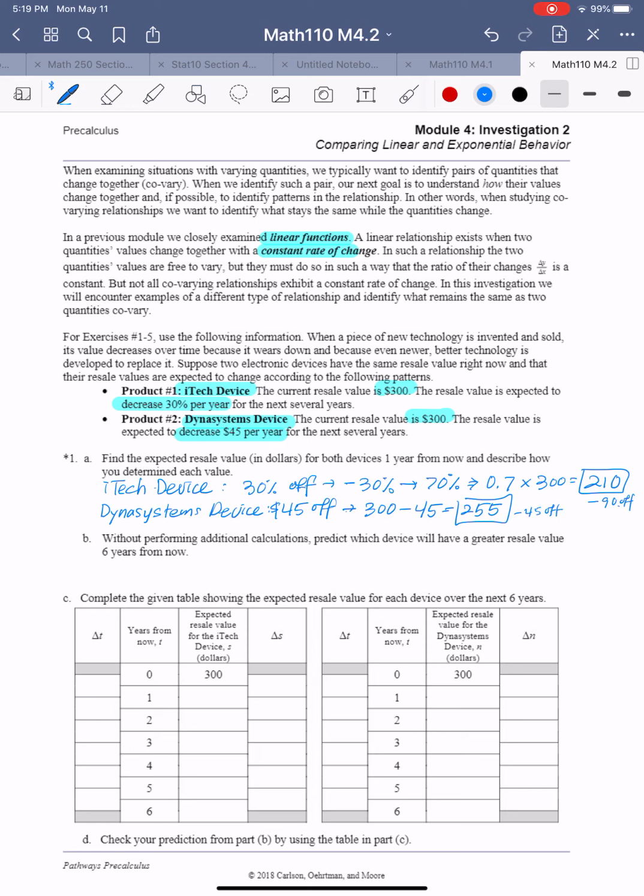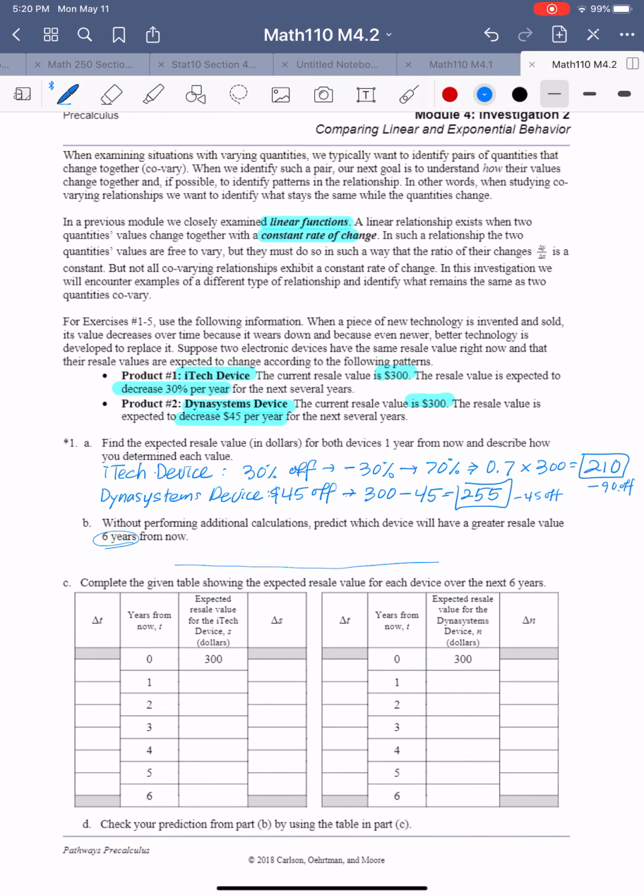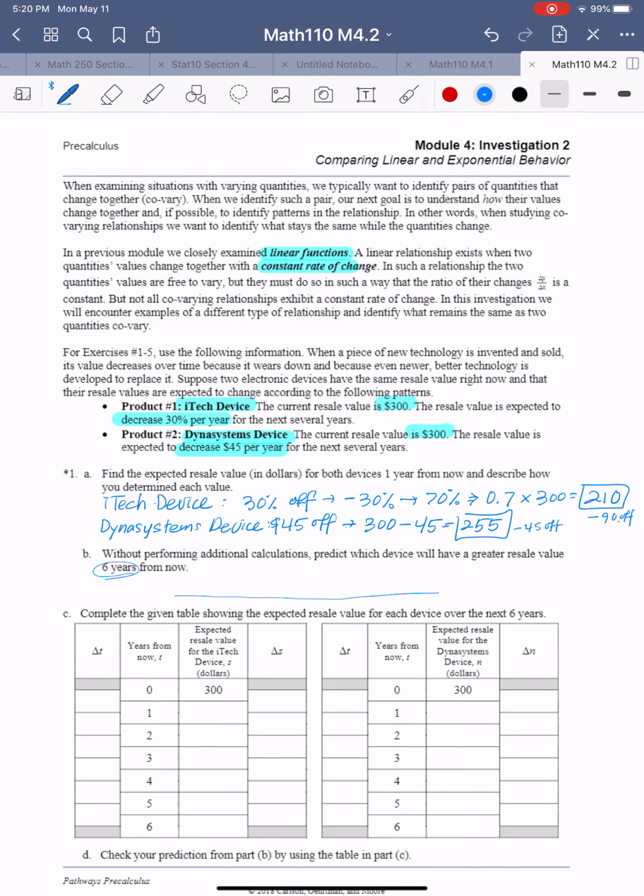Now, without performing additional calculations, predict which device will have the greater resale value 6 years from now. I need you to think about it: which price is going to be greater after 6 years? Then in part C, we'll see which one is actually greater. The first table is about the iTech device, and the second is about the Dyna Systems device.